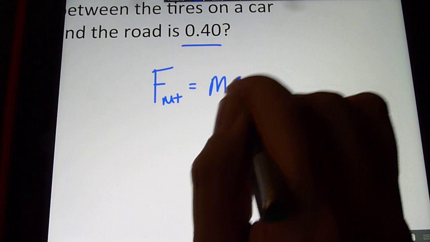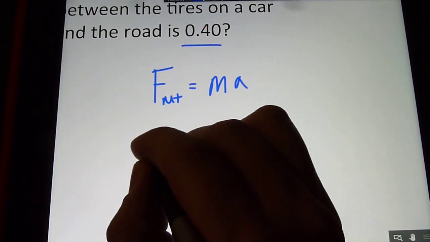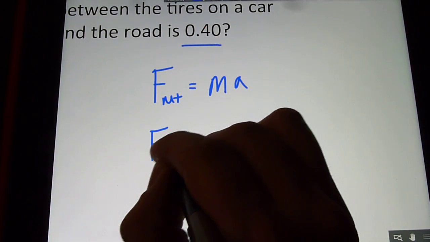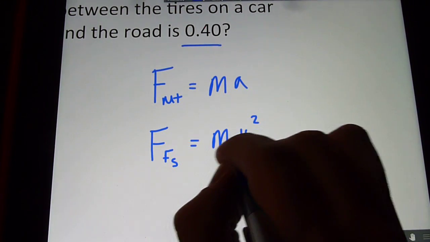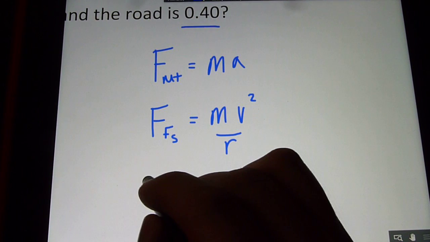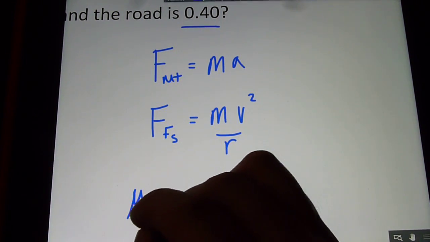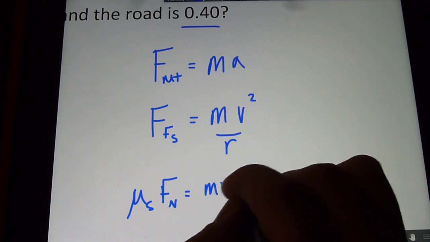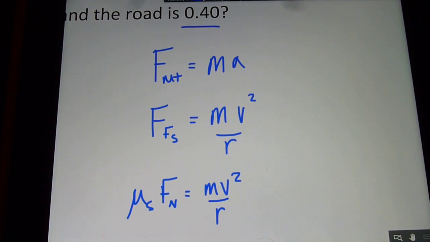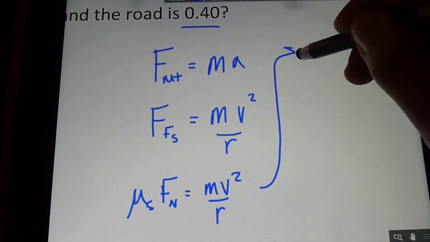So that means that we're then going to be able to write, my net force is equal to mass times acceleration. That's just Newton's laws. My net force in this case is my static friction force. That's got to equal mass times v squared over r. My static friction force is the coefficient of static friction times the normal force. But we're on flat, level ground, so we have just mg for my normal force.